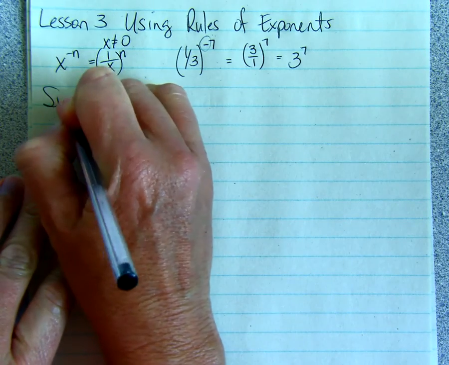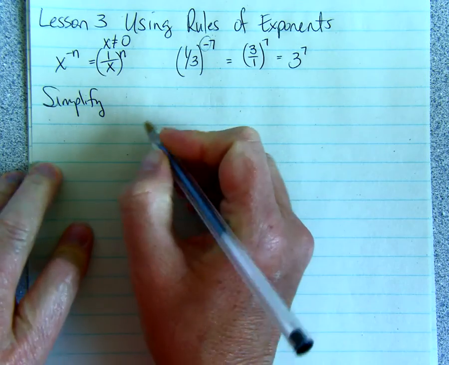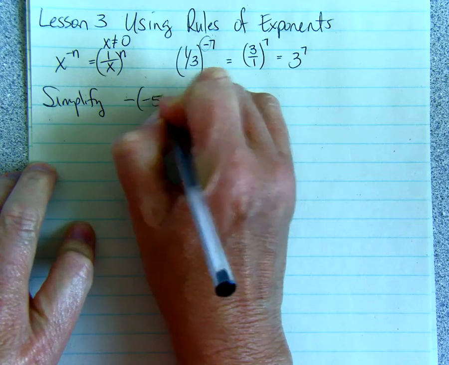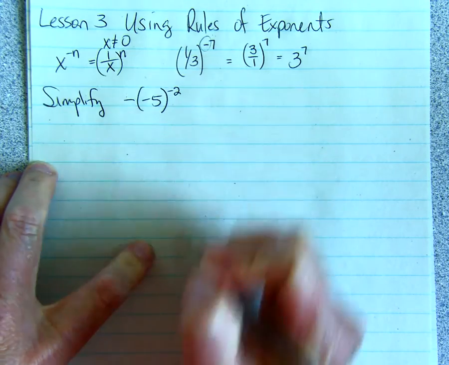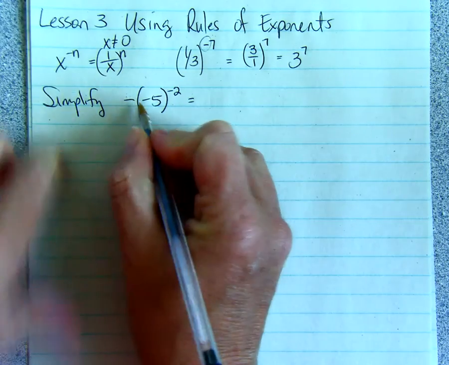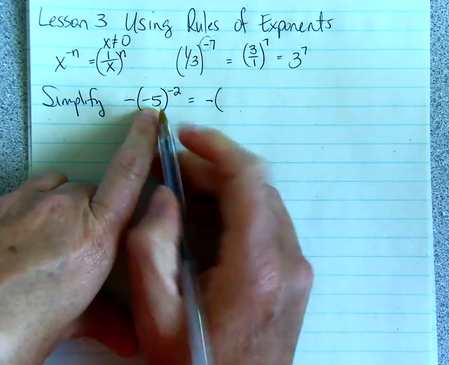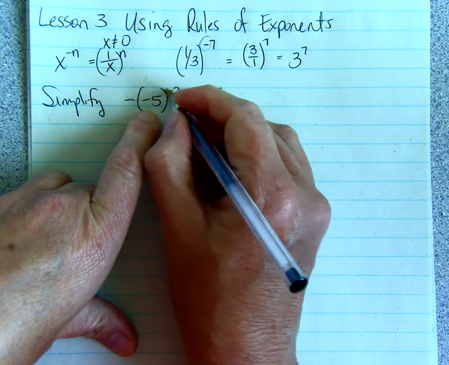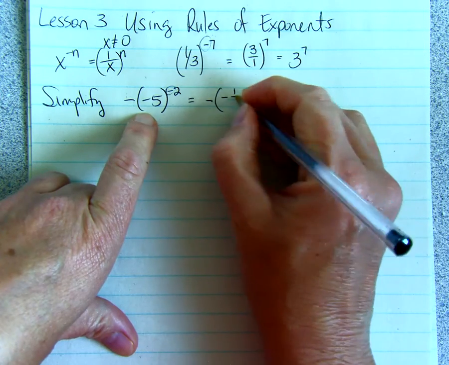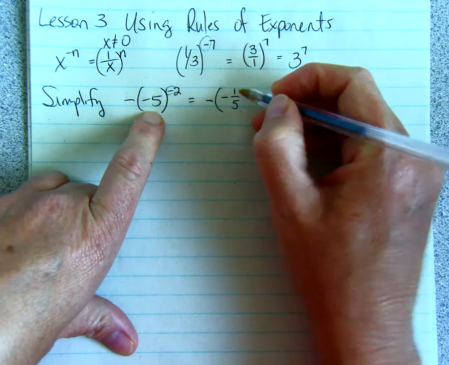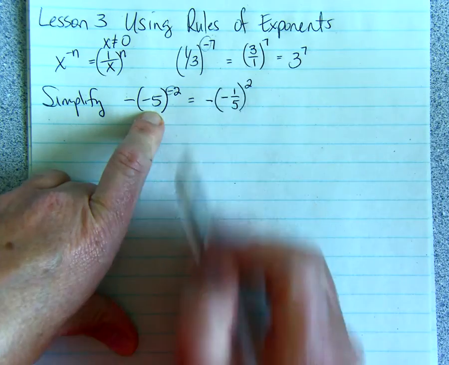Here's another example: simplify negative 5 to the negative 2 power. Well, I keep my negative minus out here. I take the 5, make it a reciprocal, that's what the negative exponent means, so 1/5, the reciprocal, and then to the positive 2.